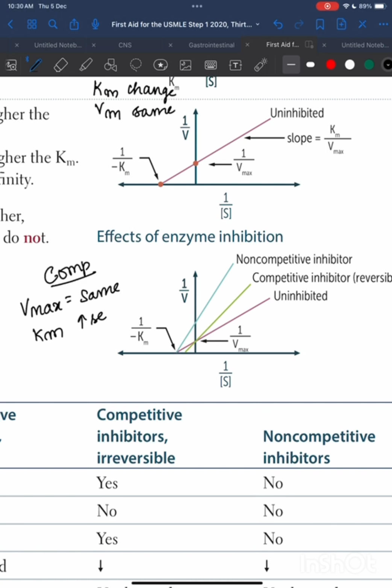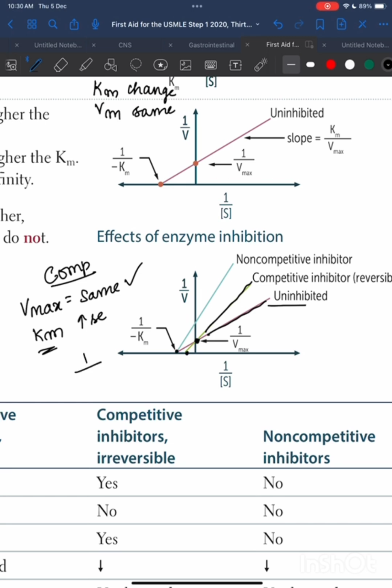So here, see, Vmax is the same, so they are intersecting. This is the uninhibited one and this is the competitive inhibitor. Here the lines intersect because both have the same Vmax. What I said is Km increases. So here this is the normal one and this is the competitive inhibitor.